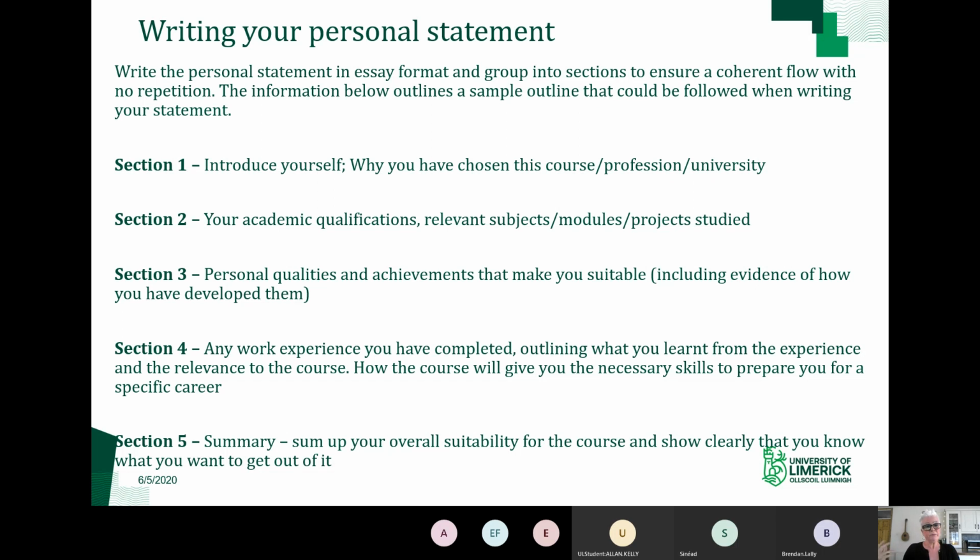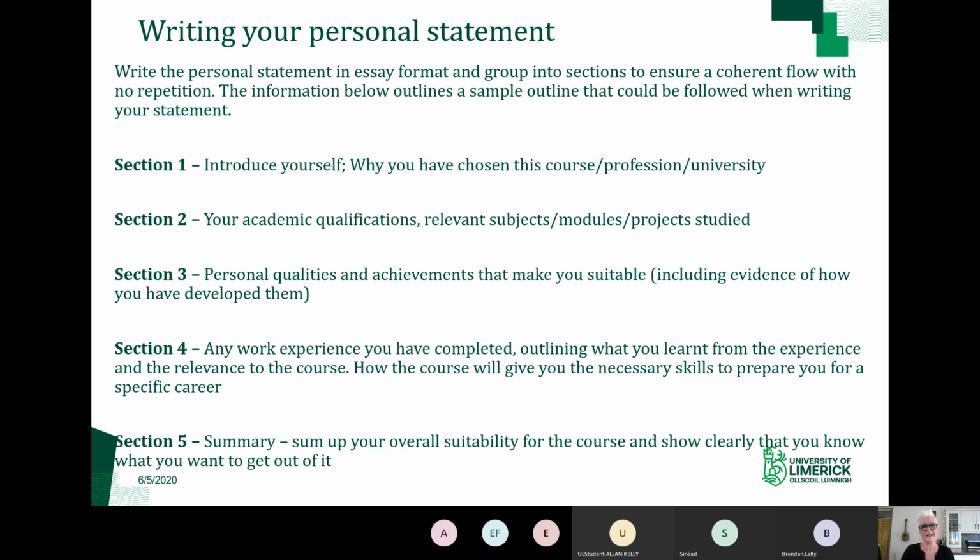Section 2, your relevant background, your academic qualifications, relevant projects, relevant modules. Section 3, personal qualities and achievements that make you suitable. So again, that could be relevant work experience. It could be why your interest in the area.